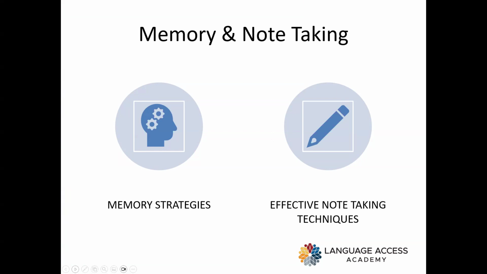How important it is to have memory strategies and also effectiveness in note-taking when we are in those interpreting sessions and note-taking must take place.